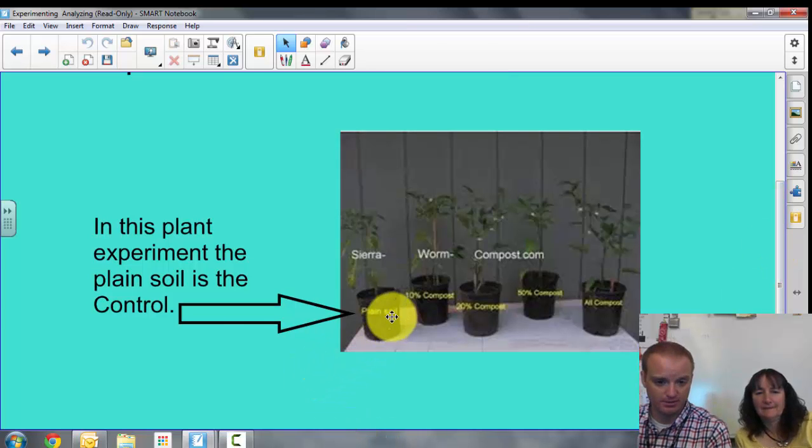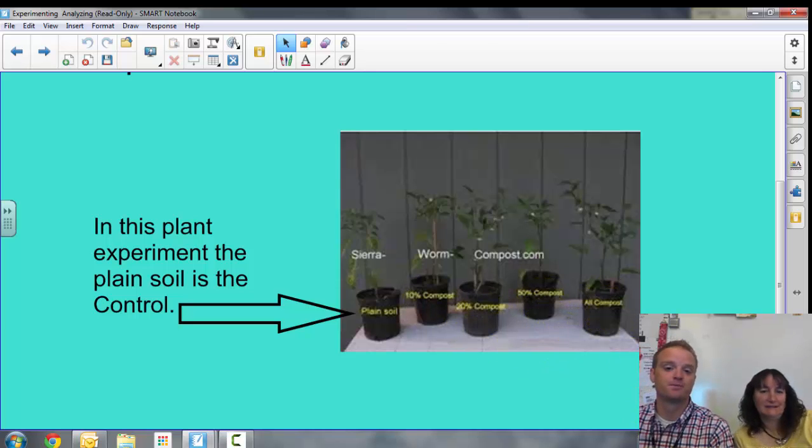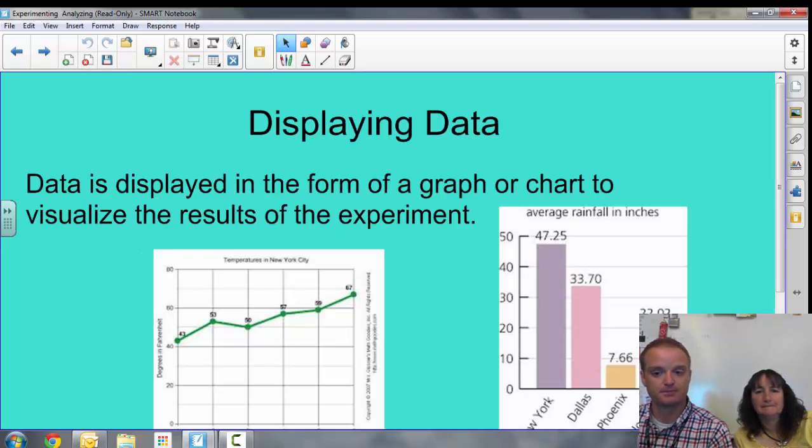So in this case, we have our plain soil. If we want to test how different soil types affect plants, you can see there's some compost, more compost, even more, 50%, and then all compost. So this experiment is probably dealing with how compost in soil affects plant growth. We have normal soil to see how a plant would normally grow and compare it to what happens when we add things to it. We're using it to compare to the original.